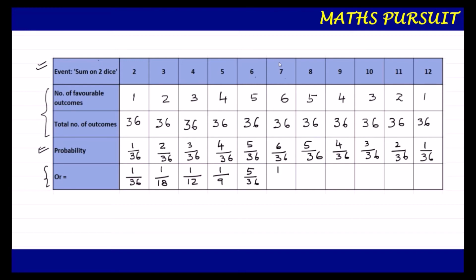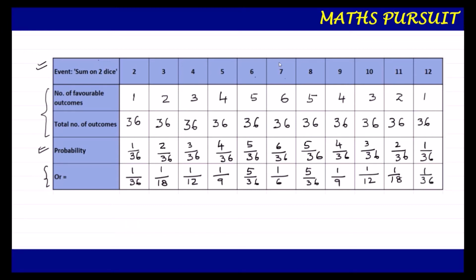6 upon 36, 6 ones are 6, 6 6s are 36. 5 upon 36 will remain same. 4 upon 36 we will get 4 ones are 4, 4 nines are 36. 3 upon 36 is like 3 ones are 3, 3 twelves are 36. 2 upon 36 is like 1 upon 18, and 1 upon 36 will remain as it is.